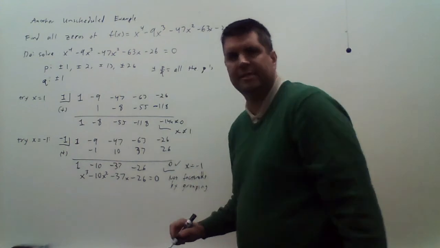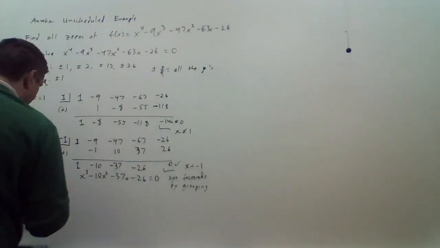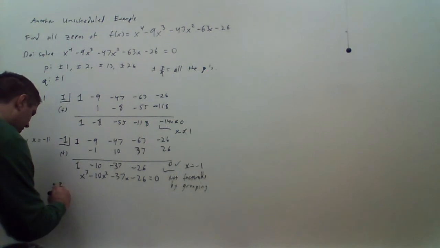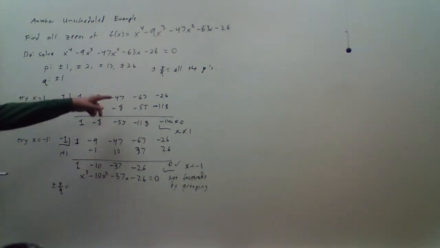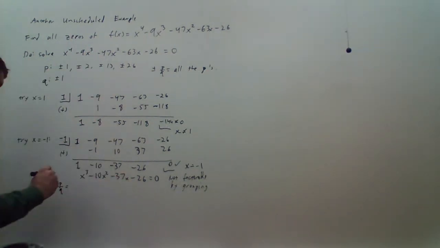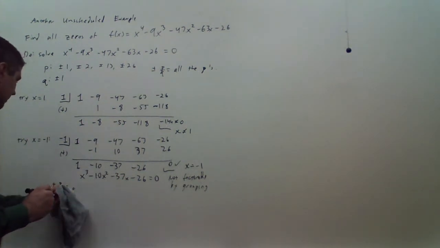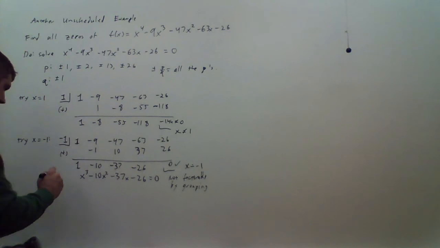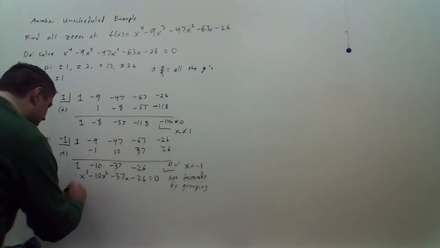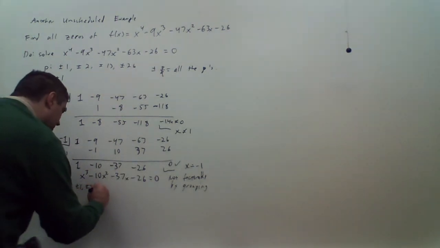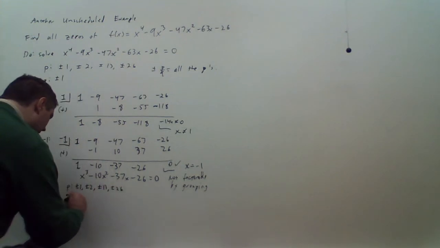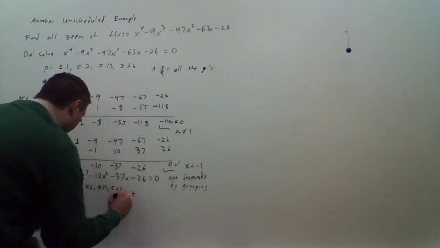So we'll have to mind our P's and Q's again. Plus or minus P over Q equals all the previous P's because we still have 26. So it'd be all the factors of 26: plus or minus 1, plus or minus 2, plus or minus 13, plus or minus 26. Q is plus or minus 1, since the leading coefficient is 1.